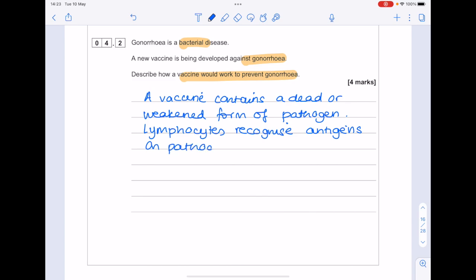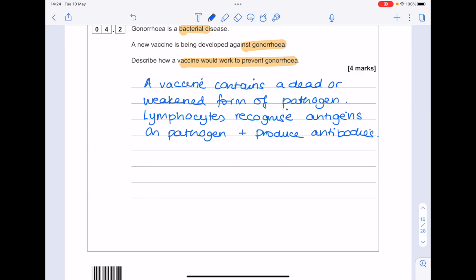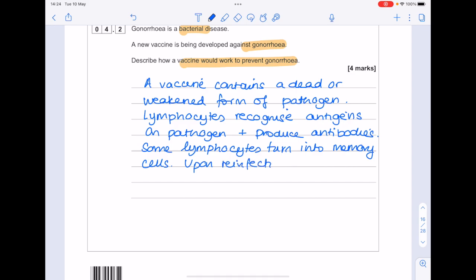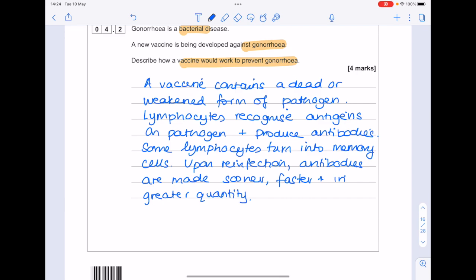And how do lymphocytes work? They produce antibodies against the pathogen. But what about this whole long-term protection? Well, it's because some lymphocytes turn into memory cells, which means upon reinfection with that gonorrhea pathogen, the crucial thing here is that antibodies are made. 3 words are important here: sooner, faster, and in greater quantity. And that's what stops you getting sick from the gonorrhea, because those memory cells are already in place to produce large numbers of antibodies.